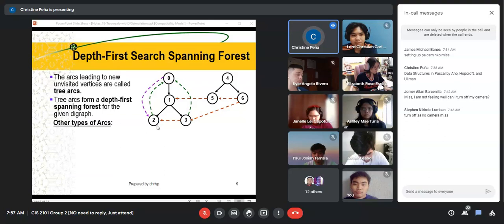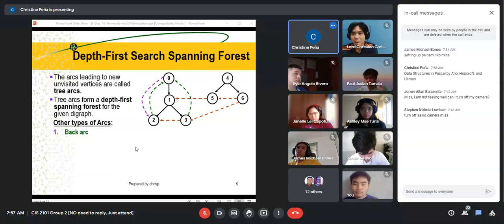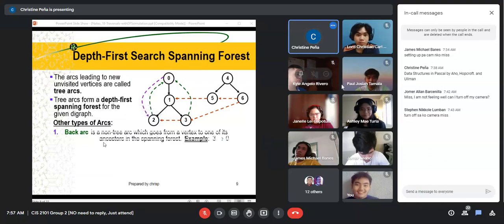And what about the colored arcs? They are the other arcs. The green ones are back arcs, you have two green. Why is it called a back arc? A back arc is a non-tree arc which goes from a vertex to one of its ancestors in the spanning forest. Example, 3 to 0.